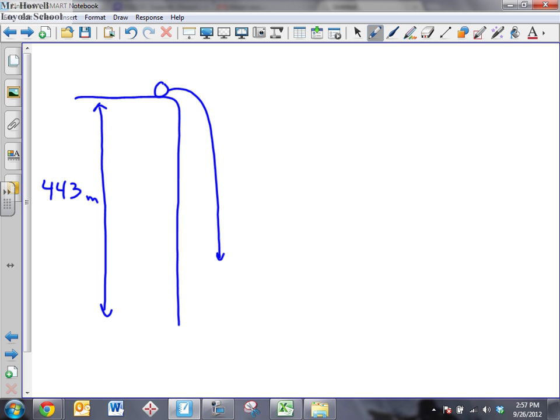So, the building is 443 meters tall. That's all the info that we're given. No other information is given in this problem. All we're told is that it's dropped. Now, Helen, give me one piece of info in addition to this that you got from the question. If it's dropped, the initial velocity is 0. Good.